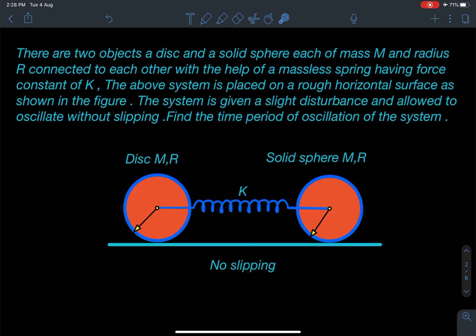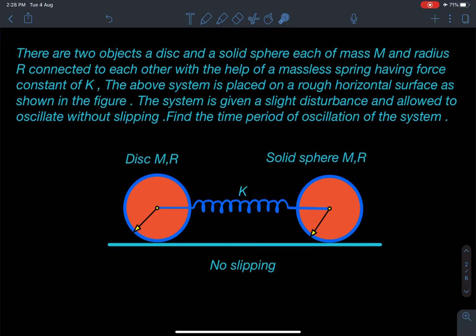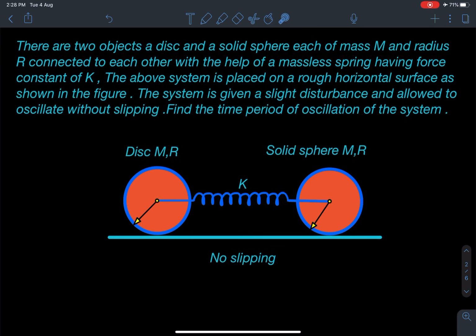So this is the diagram of the problem involved. And the key idea here is, since there is no slipping, the mechanical energy of the system is going to be conserved. Alright, so let's discuss the concept part of this question one by one, and then we will proceed to the solution.